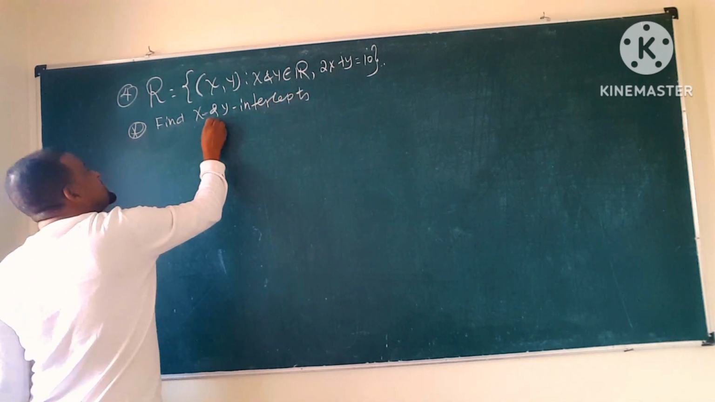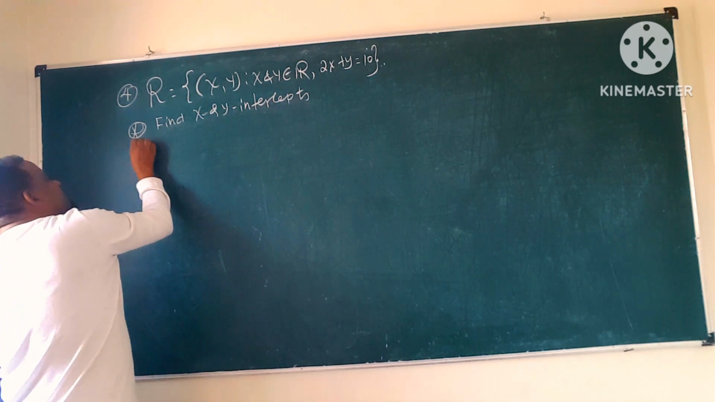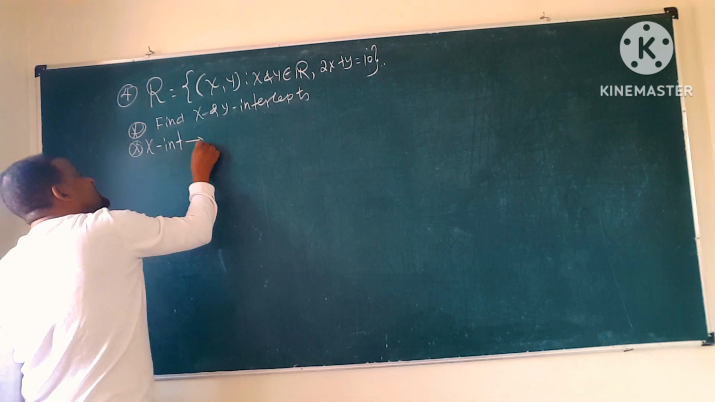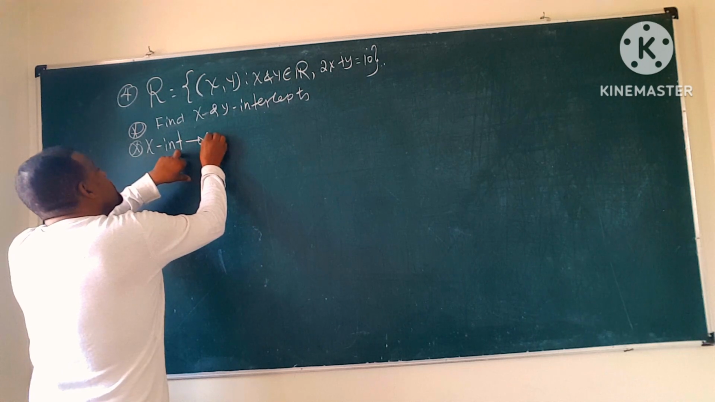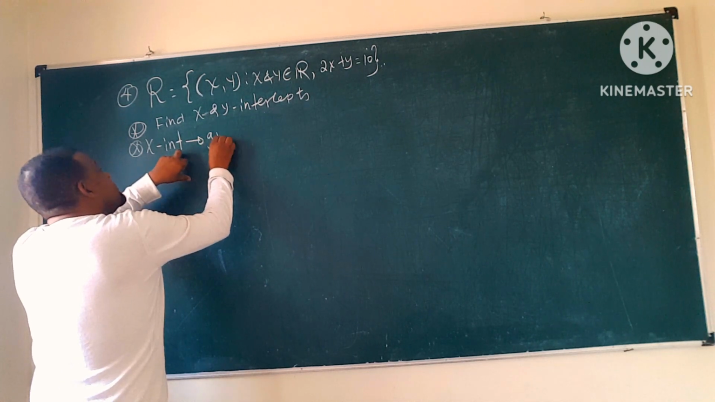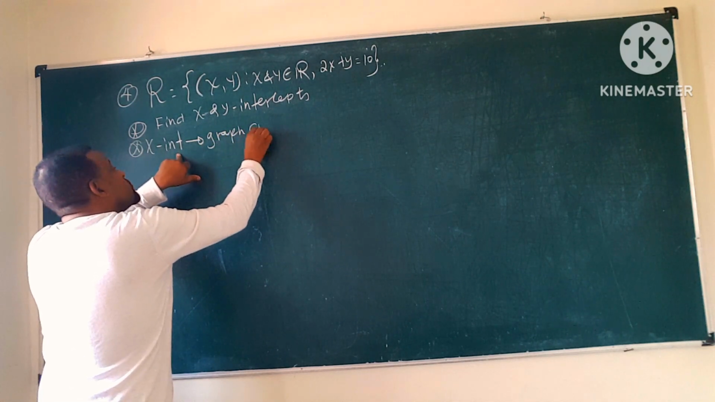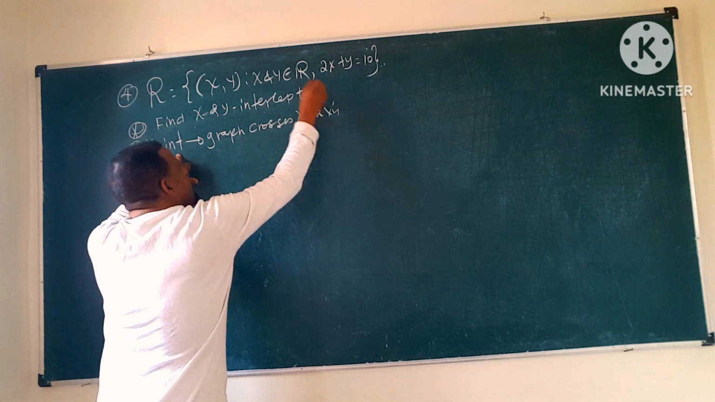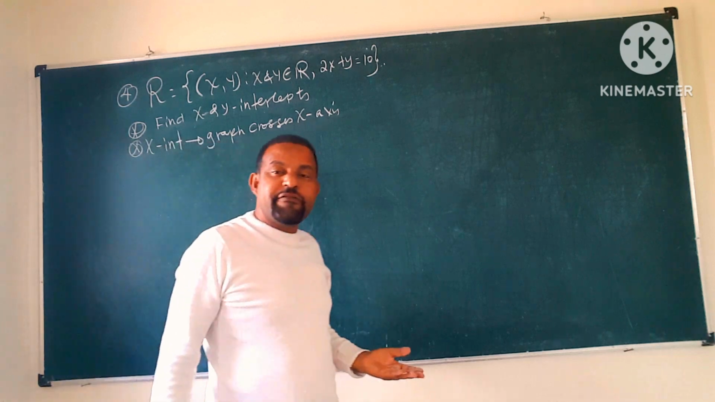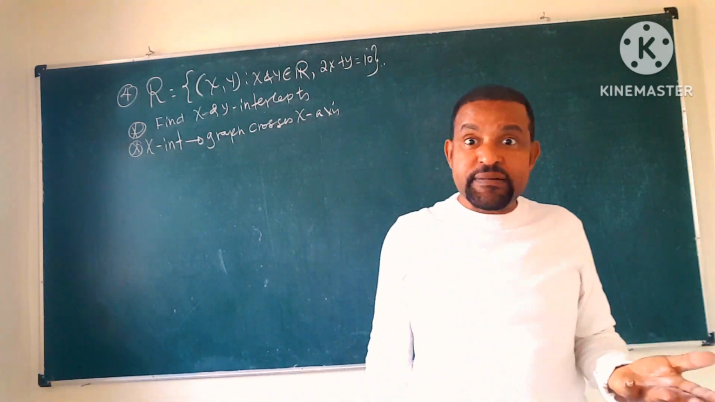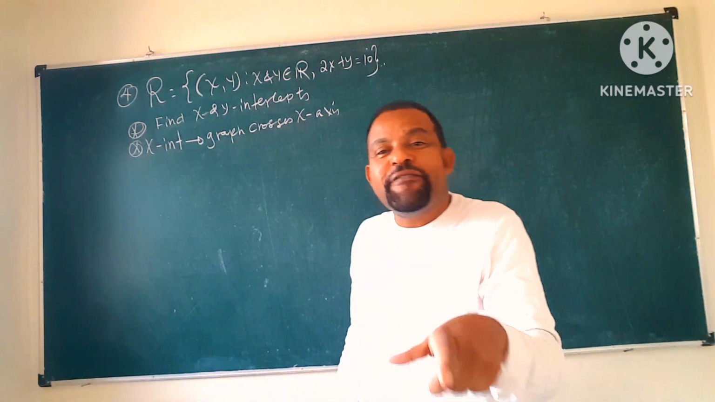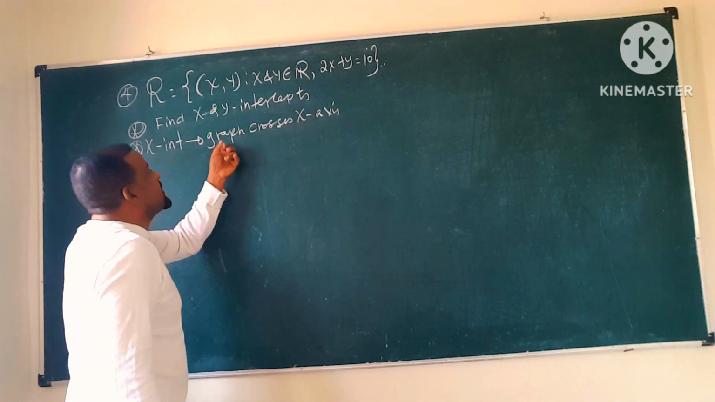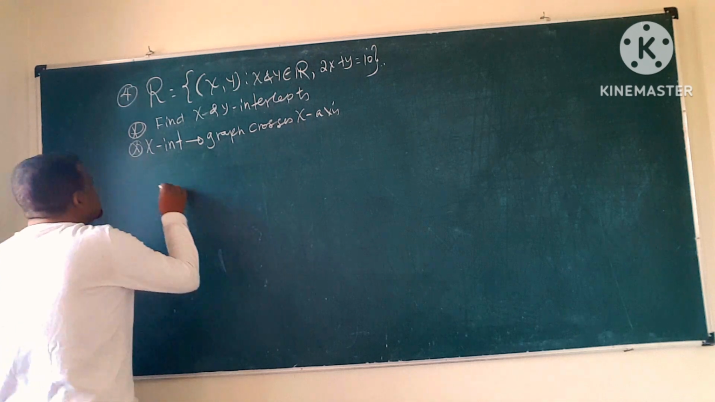x እና y intercept ማለት ምን ማለት ነው? Look, x intercept means what? Intercept ማለት the point where the graph crosses the x axis. Okay, so x intercept ማለት the point at which the graph crosses the x axis.